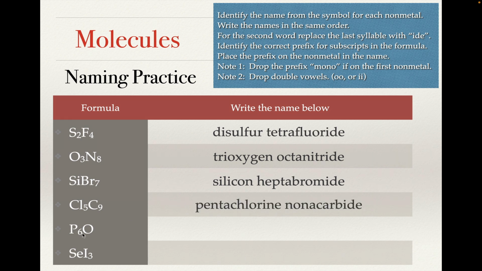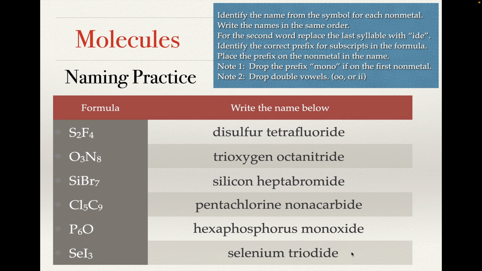Here I have 6 phosphorus, and I have 1 oxygen. Even though there's not a 1 listed here, that still means 1. So here I do want the prefix, so I have 6 for hexaphosphorus. The mono prefix is needed for that oxygen: monoxide. And the last one, we have selenium with 3 iodines, so it would be selenium triiodide.